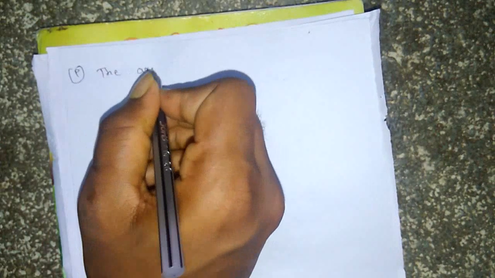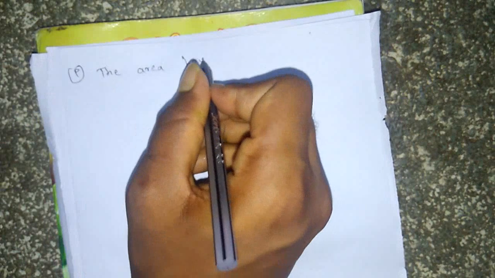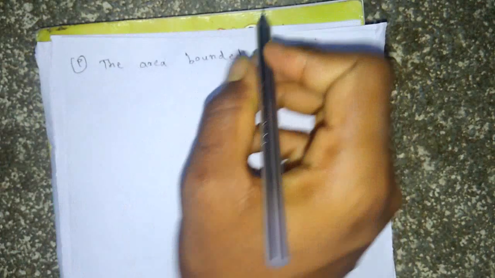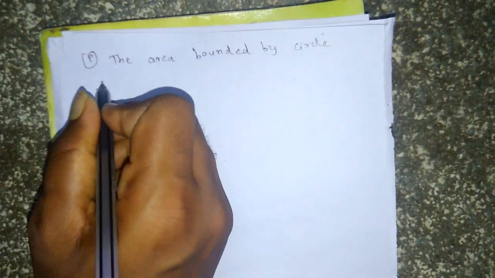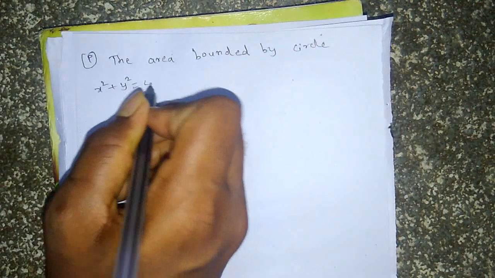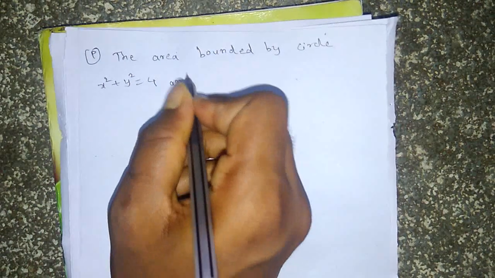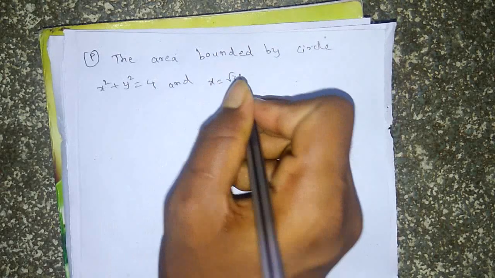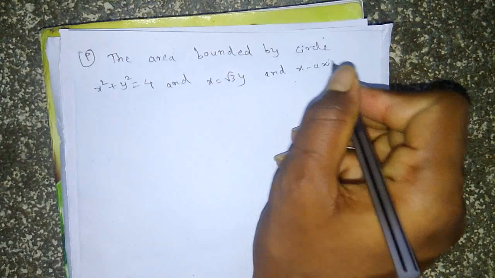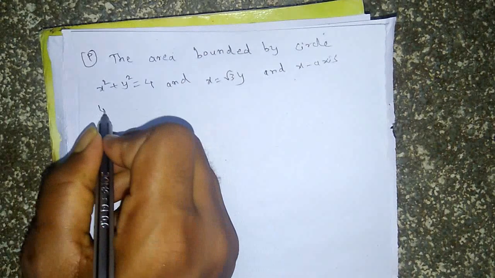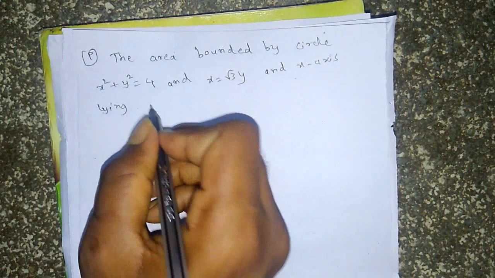So our next problem is find the area bounded by the circle x square plus y square is equal to 4, and the line x is equal to root 3 y, and the x-axis, lying in the first quadrant.